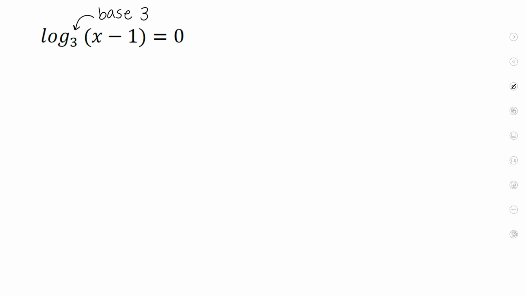Okay, the inverse of a log with base 3 is an exponential with base 3, okay? Let me write that over here. Log base 3, the inverse is an exponential with base 3. Okay, these are inverses of each other. They undo one another, okay? So over here, since my base is 3, I'm going to put the base is 3 here and turn it into an exponential problem.